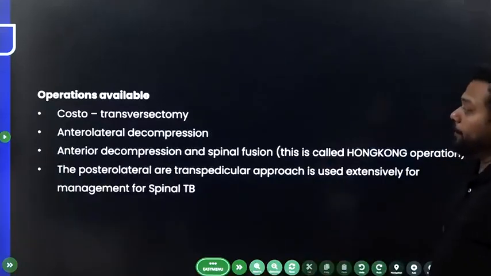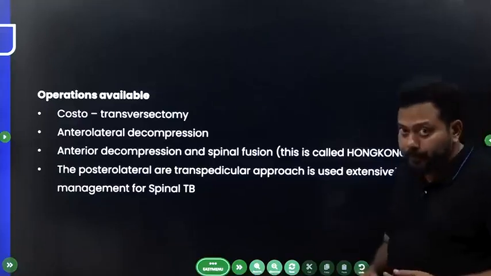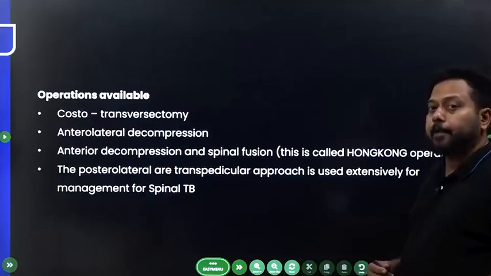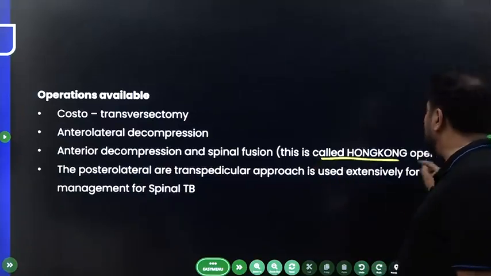Then the operations that are available are costotransversectomy, anterolateral decompression, anterior decompression, and spinal fusion. This is called the Hong Kong procedure.